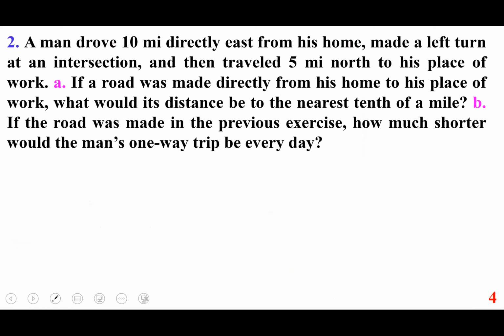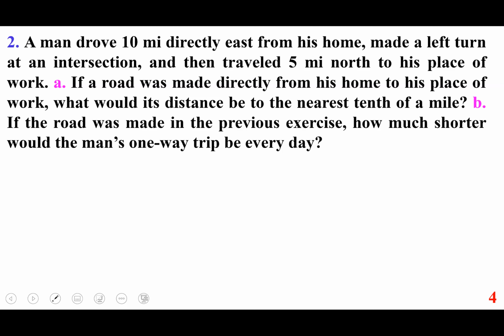Let's look at this word problem. Could you please read this question? Yeah. A man drove 10 miles directly east from his home, made a left turn at an intersection, and then traveled 5 miles north to his place of work. A, if a road was made directly from his home to his place of work, what would its distance be to the nearest 1/10 of a mile? And B, if the road was made in the previous exercise, how much shorter would the man's one-way trip be every day? Excellent. Thank you so much.